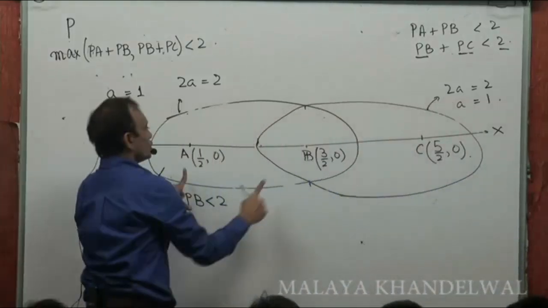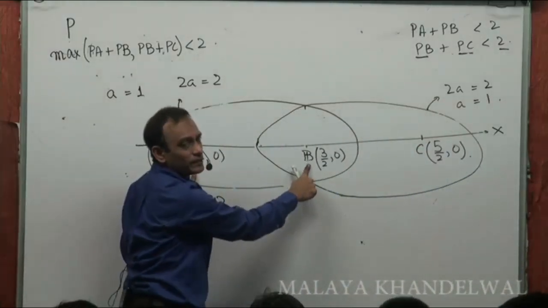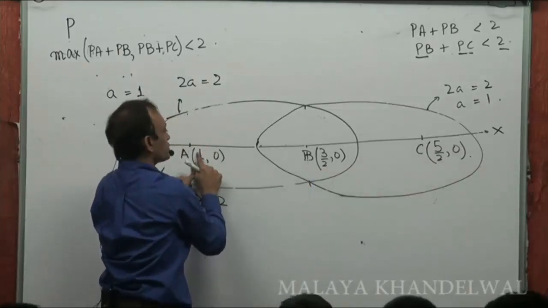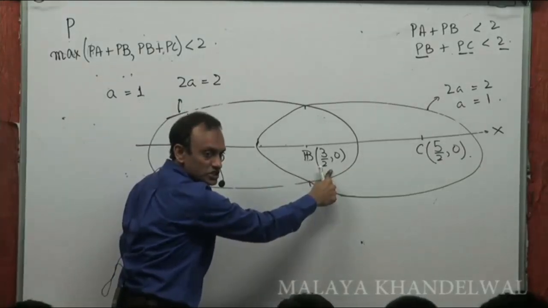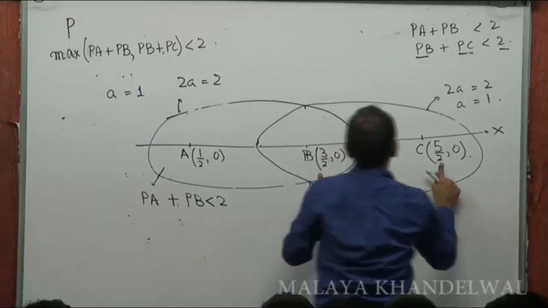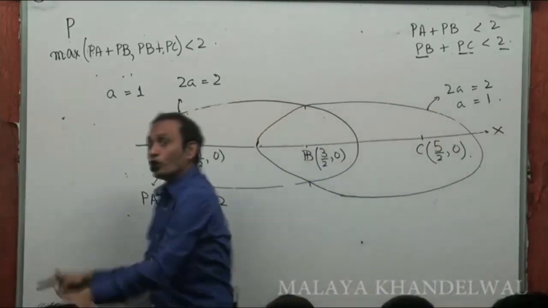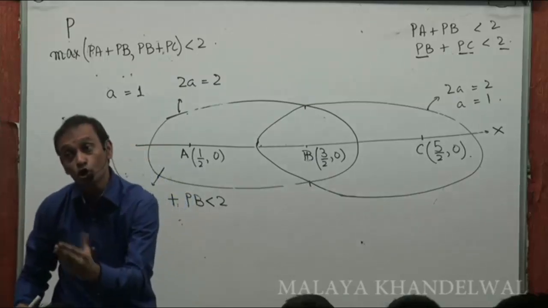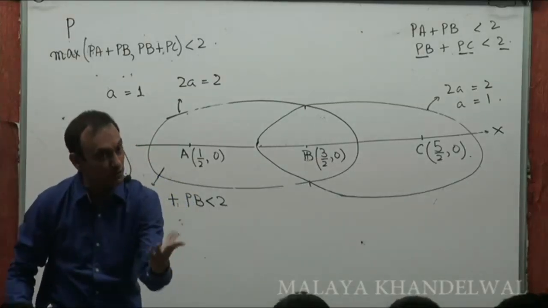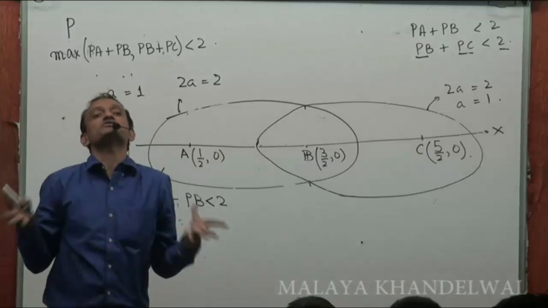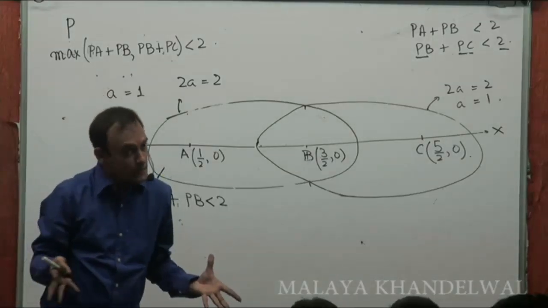Now do you realize the distance between A and B is 2ae? This distance is 3 minus 1 half, 2 and a half? Half is this distance, 2 and a half? Same distance. So 2ae is the same for both. So b must be the same for both. So e must be the same for both ellipses. Both ellipses have the same eccentricity, same major, same minor axis. Their centers are different. Yes or no?